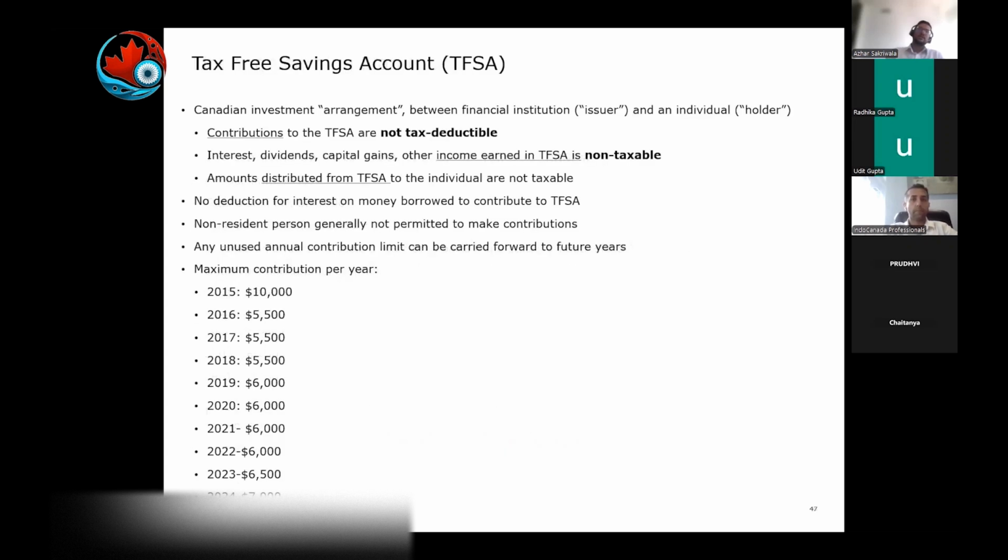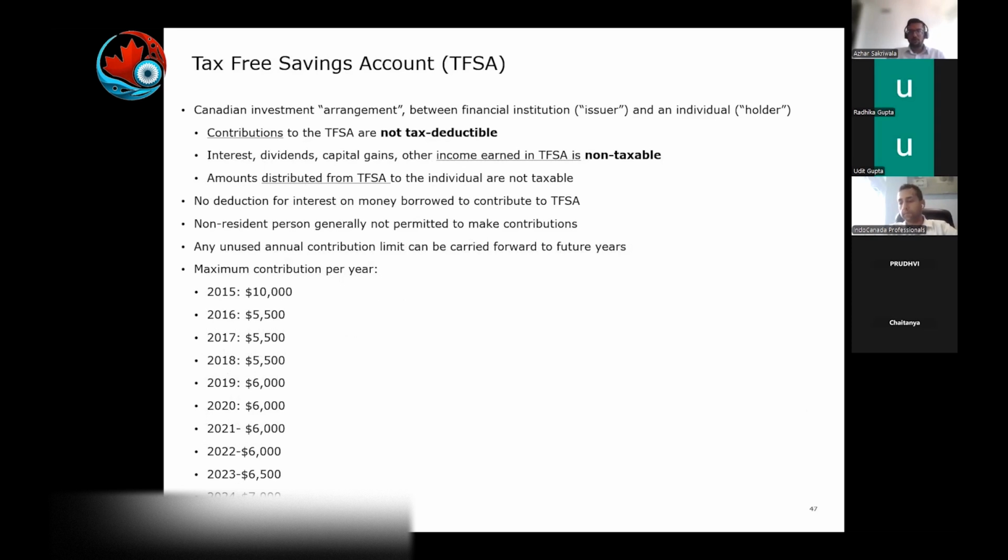There is also another registered account, which is the Tax-Free Savings Account. So the difference between RRSP and TFSA is that for contributions to a tax-free savings account, you do not get any tax deductions, but any income that you earn in the tax-free savings account is non-taxable. So there is no deduction when you contribute, but no taxation when you withdraw. There are prescribed limits annually under the TFSA. So for 2024, the maximum contribution that you can make is $7,000.